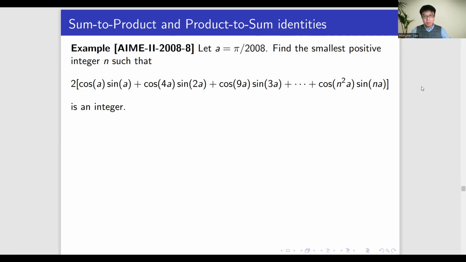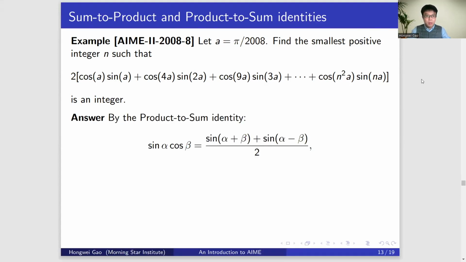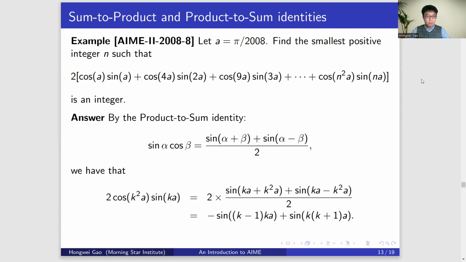Now let's apply the product-to-sum identity. Here we recall it: sine alpha times cosine beta equals (sine of alpha plus beta plus sine of alpha minus beta) over 2. We apply it to every term. So a typical term is 2 times cosine k squared A times sine kA. We regard kA to be alpha and k squared A to be beta. That means it's 2 times (sine of kA plus k squared A plus sine of kA minus k squared A) over 2. So the 2 cancels.